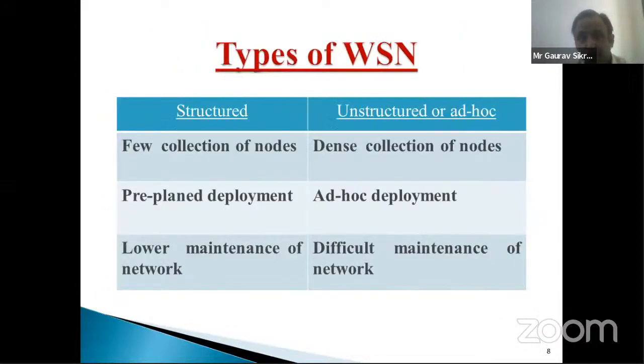Types of wireless sensor networks are of two types. One is a structured wireless sensor network, another is unstructured or ad hoc. Structured has a few collections of nodes. They are pre-planned and have low maintenance of the network. But in the case of unstructured or ad hoc, there is a dense collection of nodes, ad hoc deployment, and difficult maintenance of the network.